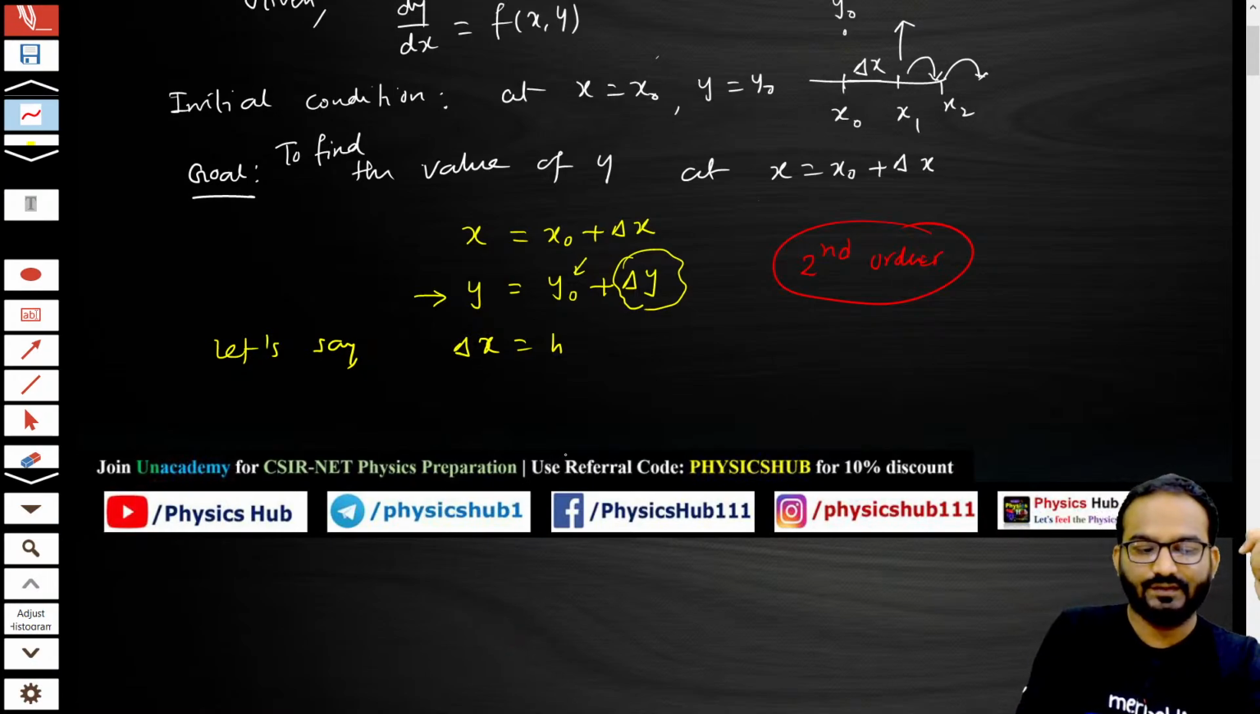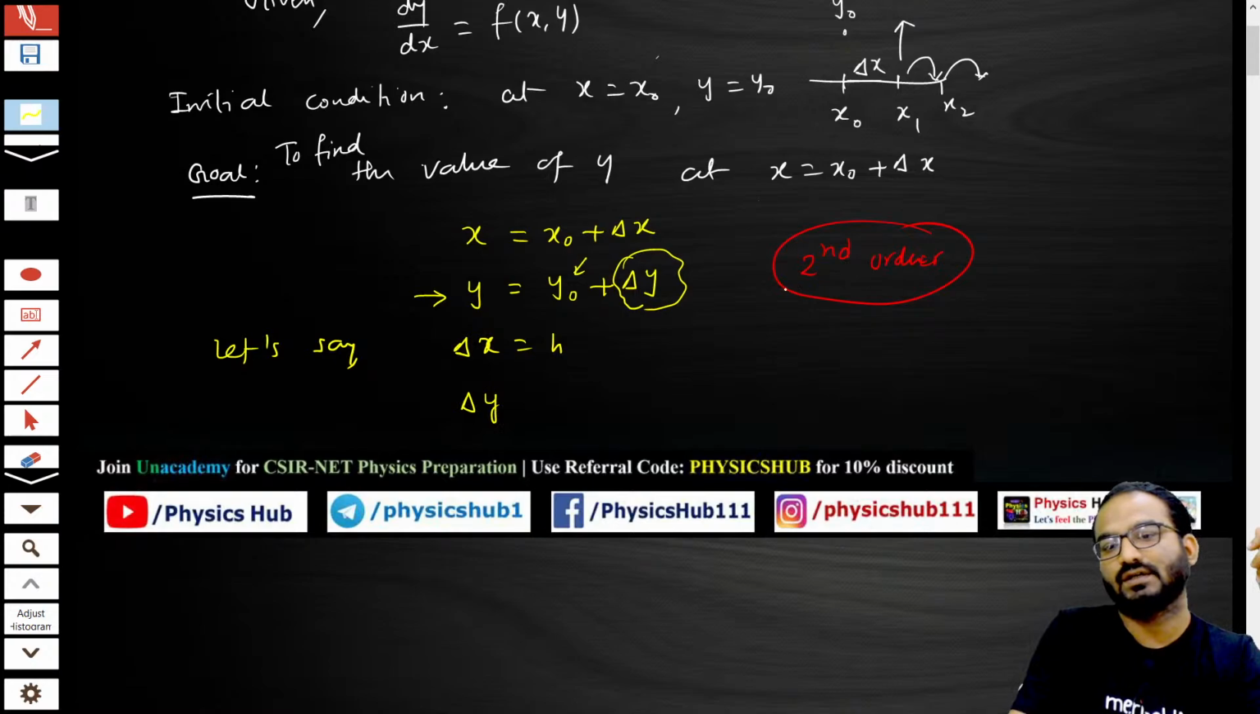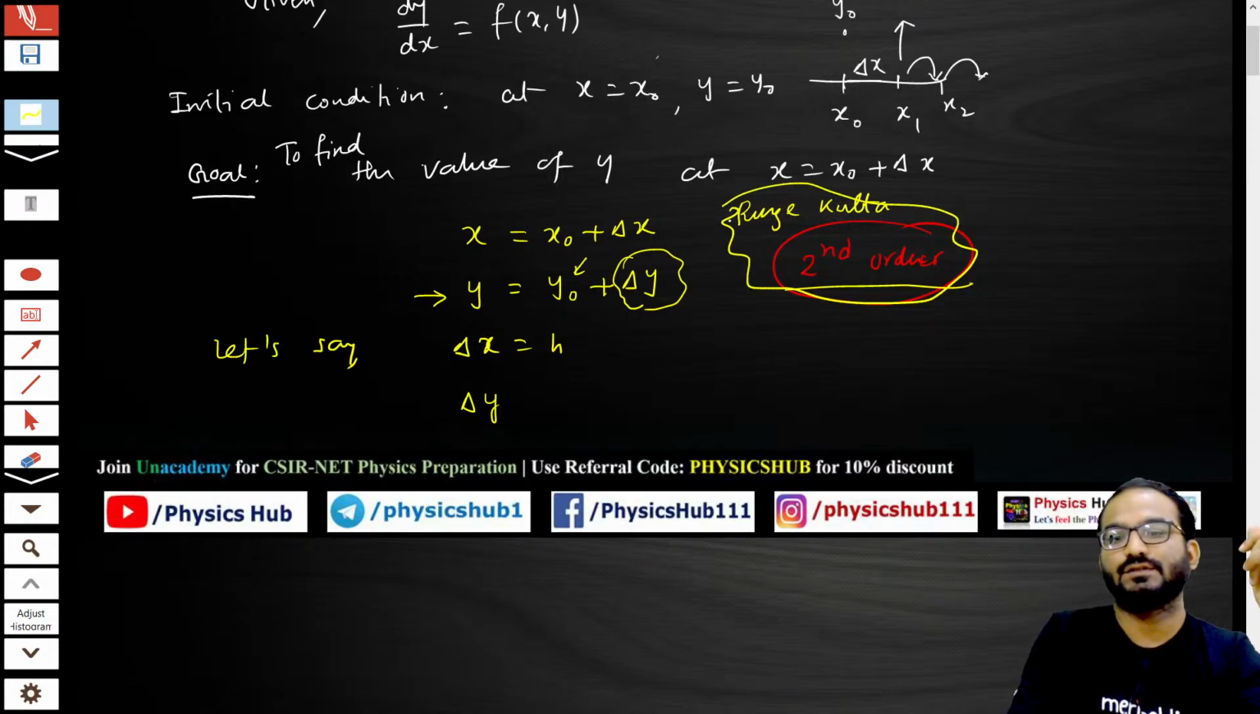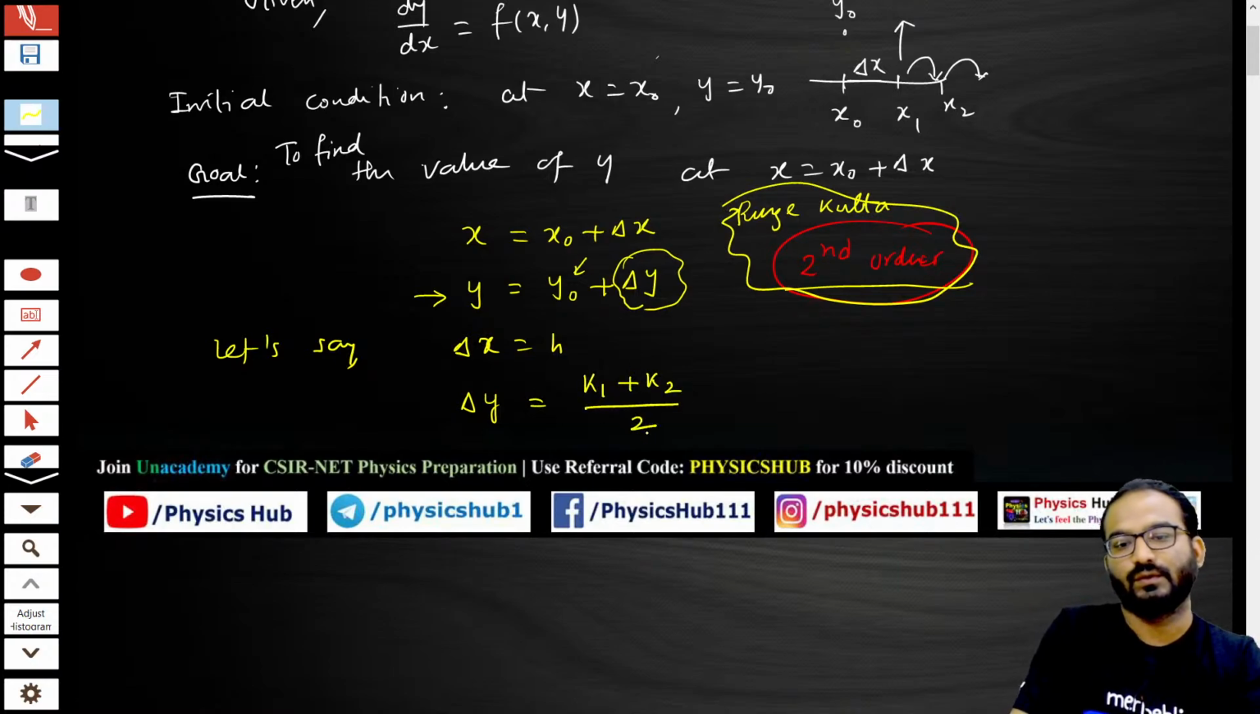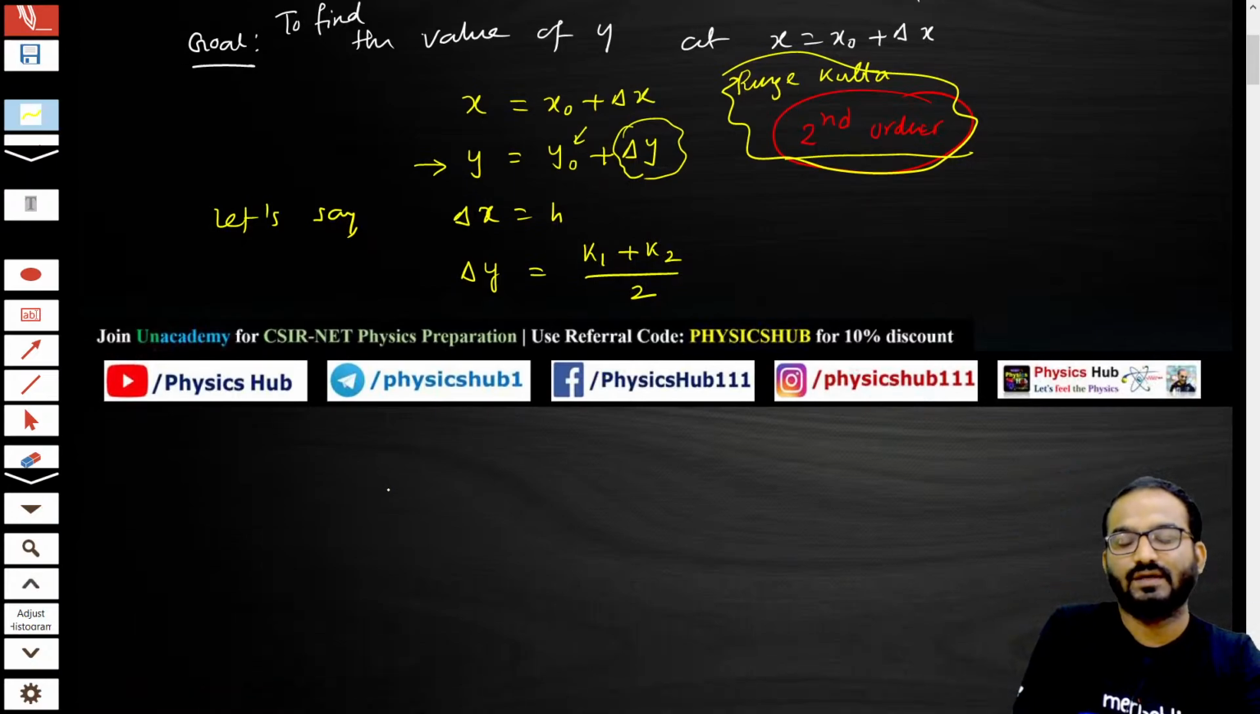So let's say x equals delta x equals h, and the corresponding value of delta y according to the Runge-Kutta second order. As per the Runge-Kutta second order, the value of delta y will be given by (k1 plus k2) upon 2. Now what are these k1 and k2?